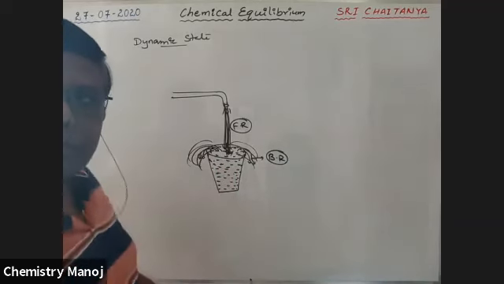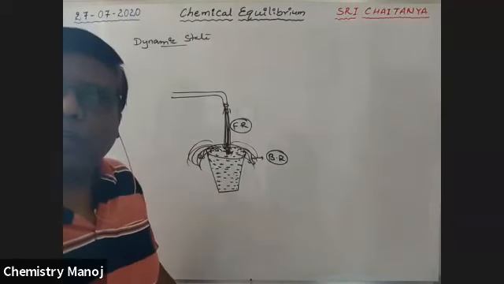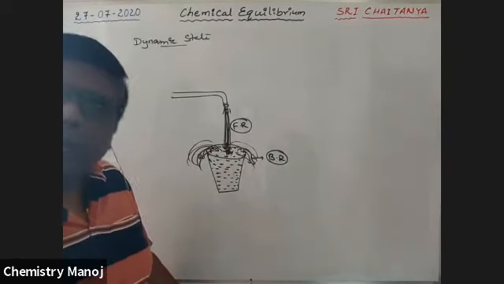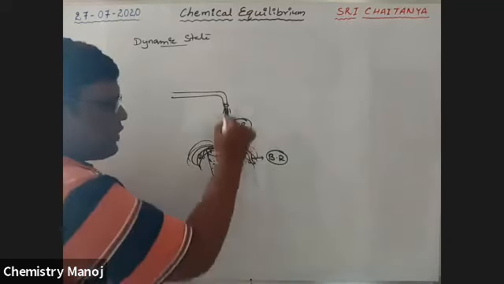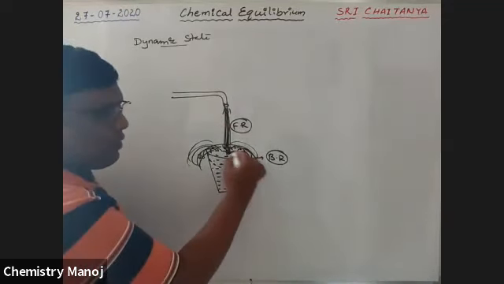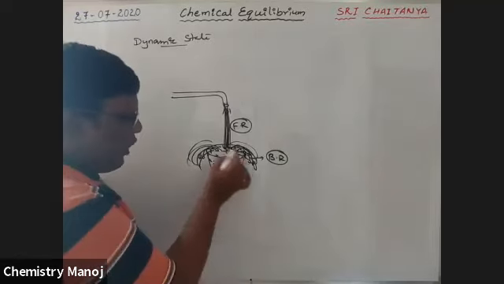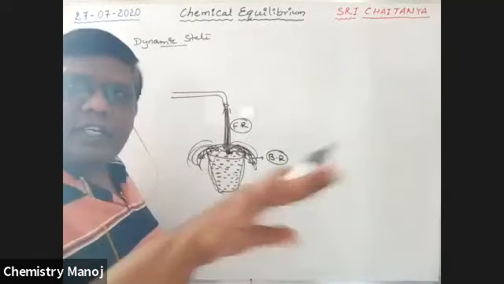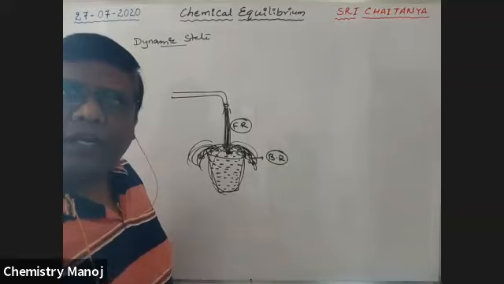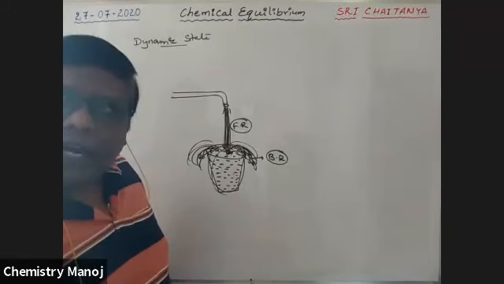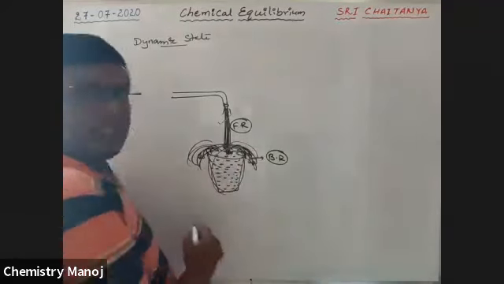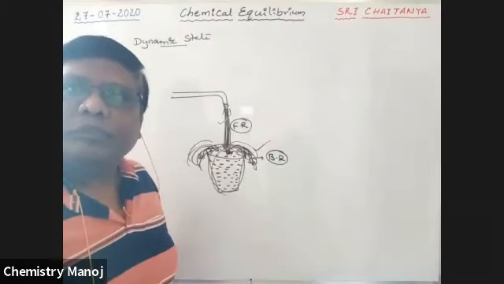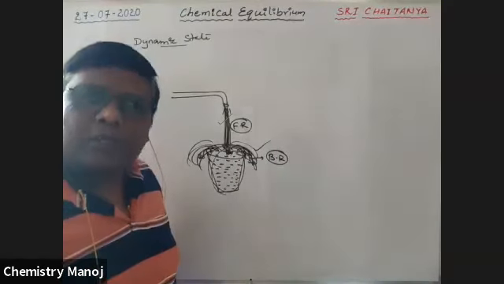Am I correct or wrong? There, the rate of forward reaction is equal to the rate of backward reaction. But the volume of the bucket water is always constant. Both the forward reaction and the backward reaction take place.